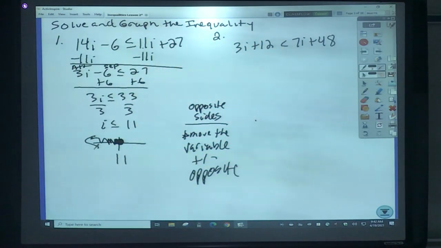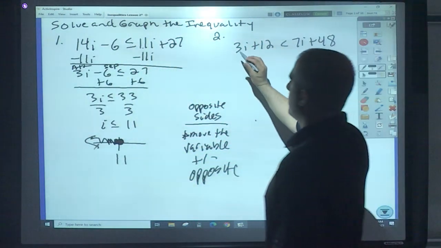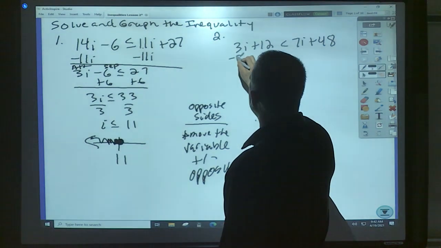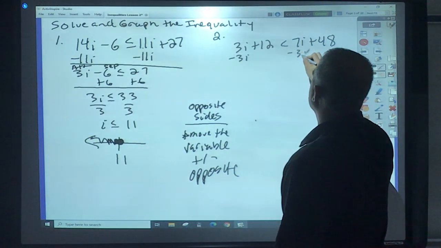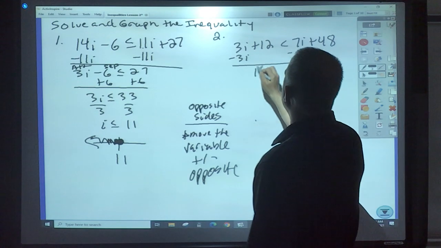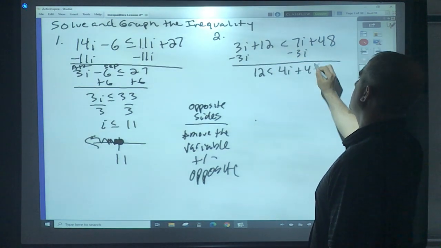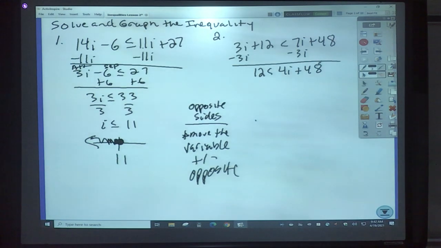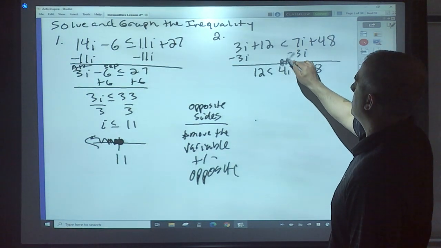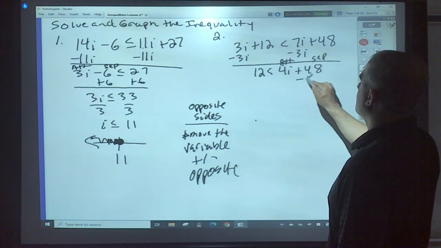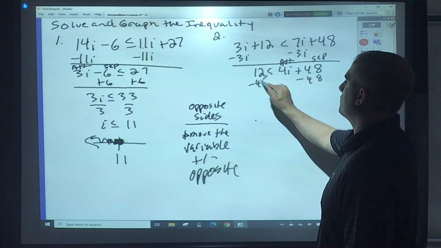Okay, so now on this one, I'd want to move this 3i. I would do so through subtraction. So it'd be 12 on this side. 7 minus 3 would be 4i plus 48, okay? So I got detached and separated. So subtract 48, subtract 48.